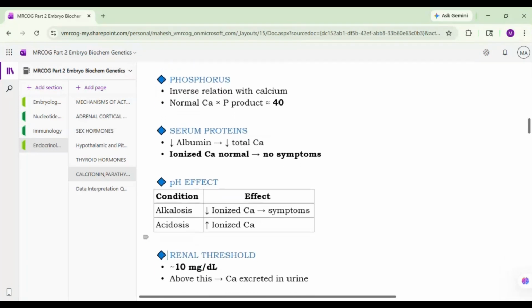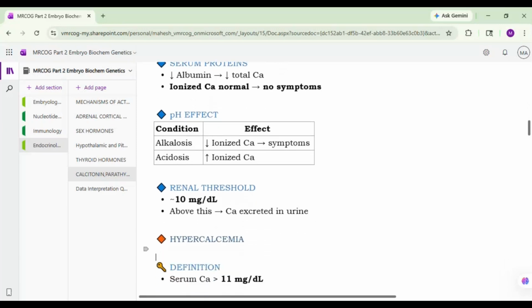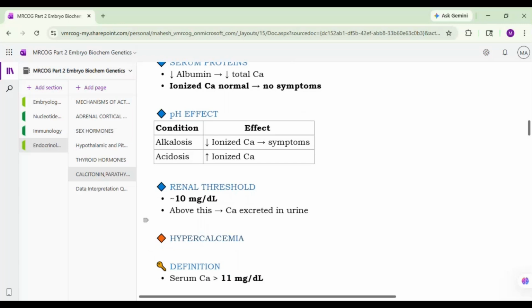Okay, then what is the pH effect? If there is alkalosis, there is a decreased ionized calcium, that will lead to the symptoms. So we have seen the effect of the albumin is different, the effect of the pH is different. In alkalosis, the ionized form is reduced, so there will be symptoms. In acidosis, the ionized form will be increased. Okay, then coming to the renal threshold. Renal threshold is around 10 milligram per deciliter. Above this, calcium will get excreted into the urine.